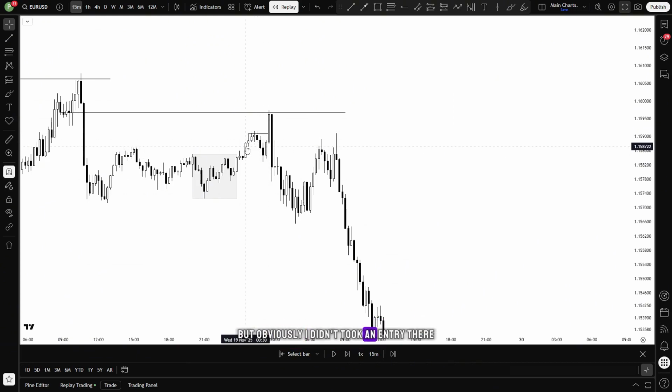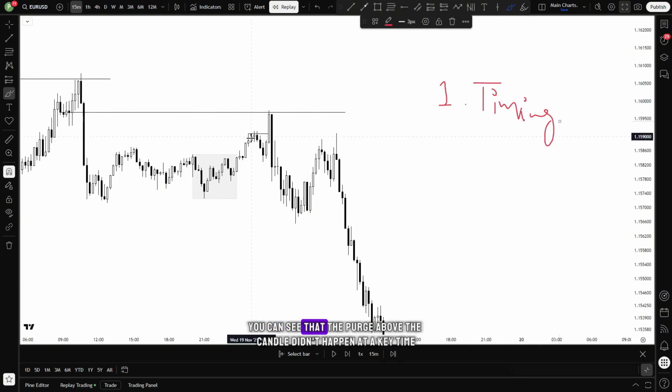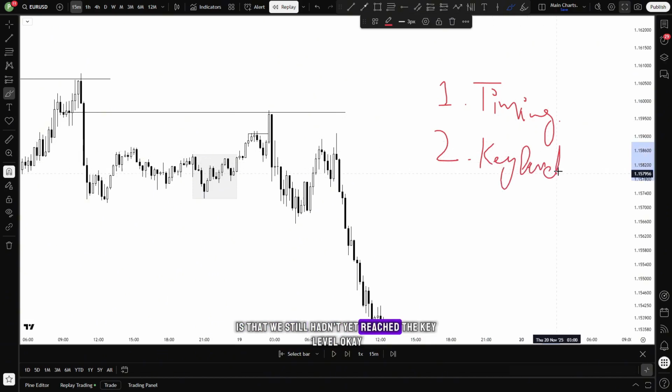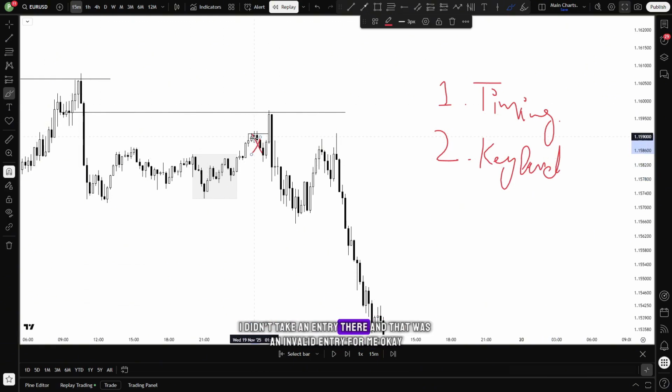But obviously I didn't take an entry there, and the two major reasons behind that decision were pretty obvious. First of all, the timing wasn't right. The purge of the candle range didn't happen at a key time, and that was one of the factors that invalidated this idea. The second factor is that we still hadn't reached the key level. This was the rejection block that I had chosen on the 4-hour time frame, and we still hadn't reached that high time frame key level. Because of these two major reasons, that was an invalid entry for me.